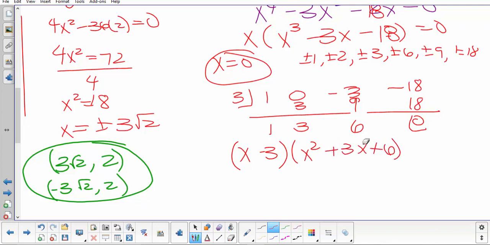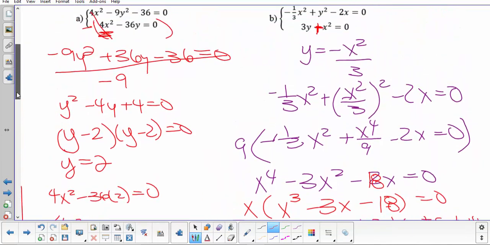Because there are no factors of 6 that combine to 3, it means that this would give us imaginary solutions, which we don't need to worry about because we're looking for points of intersection here. Our other x value would be 3. Now we need to substitute these to find our y values.